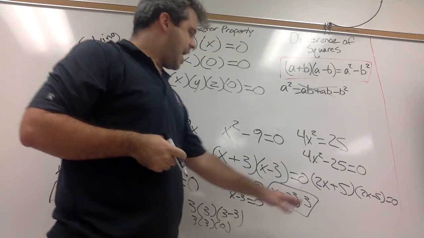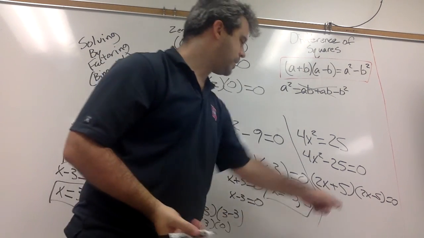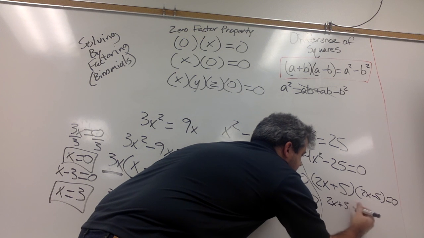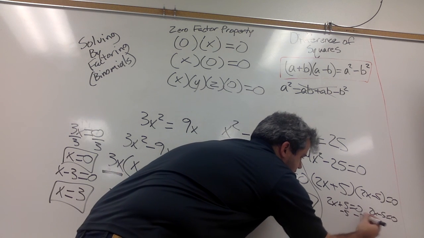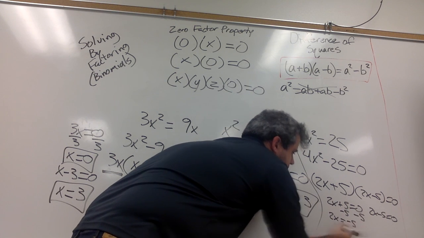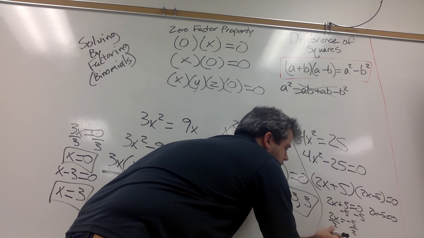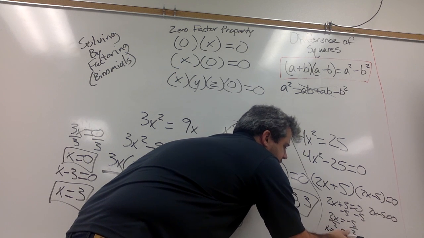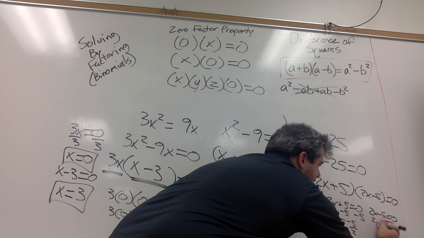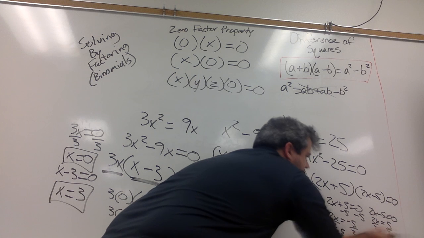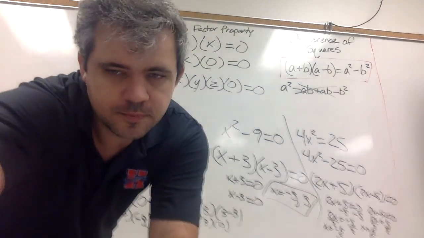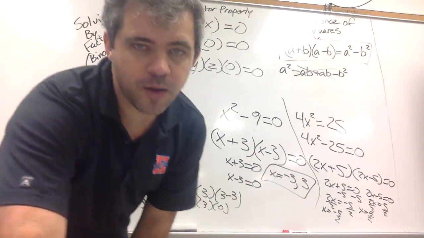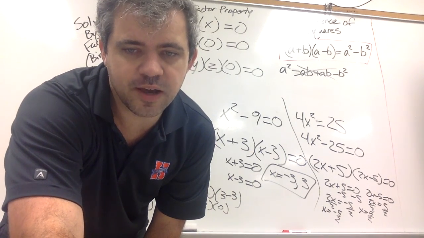A little bit off the screen there, apologize. And then we can set these equal to 0. 2x plus 5 equals 0. 2x minus 5 equals 0. Again, some of you will learn to do this in your head. So x equals negative 5 halves, and x equals positive 5 halves. All right, so that is solving binomials by factoring.